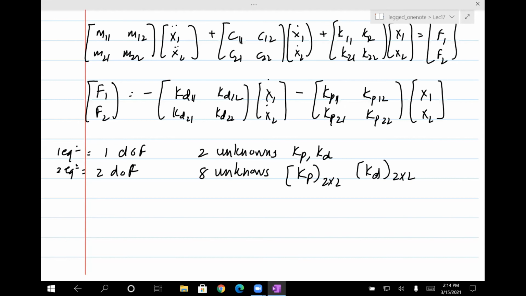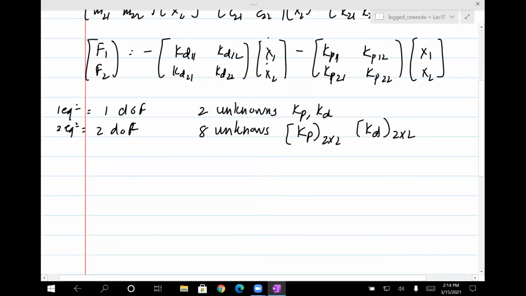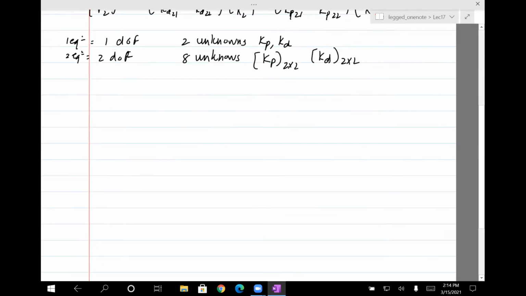So I'm going to show you what people do here. In this case, they use a trick which has different names for the same thing. It's called control partitioning.